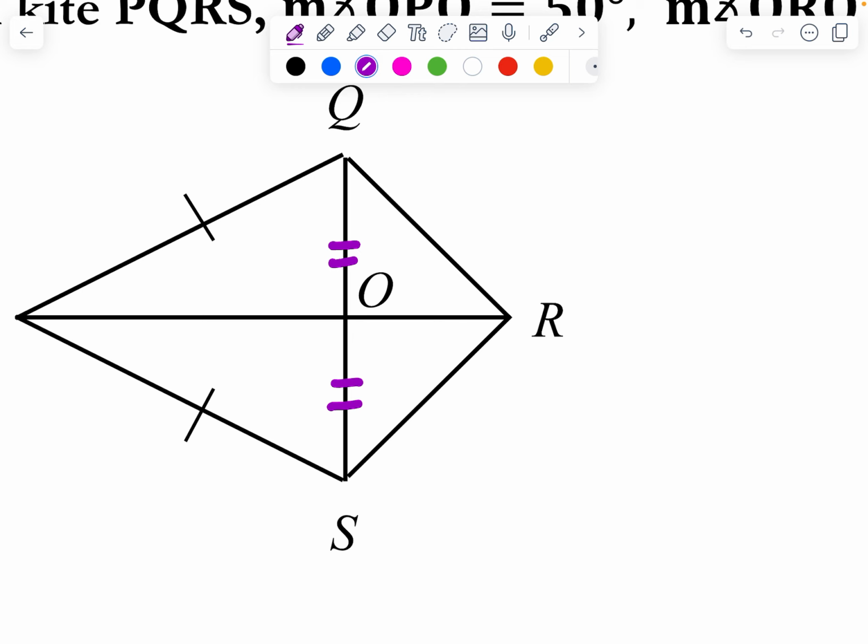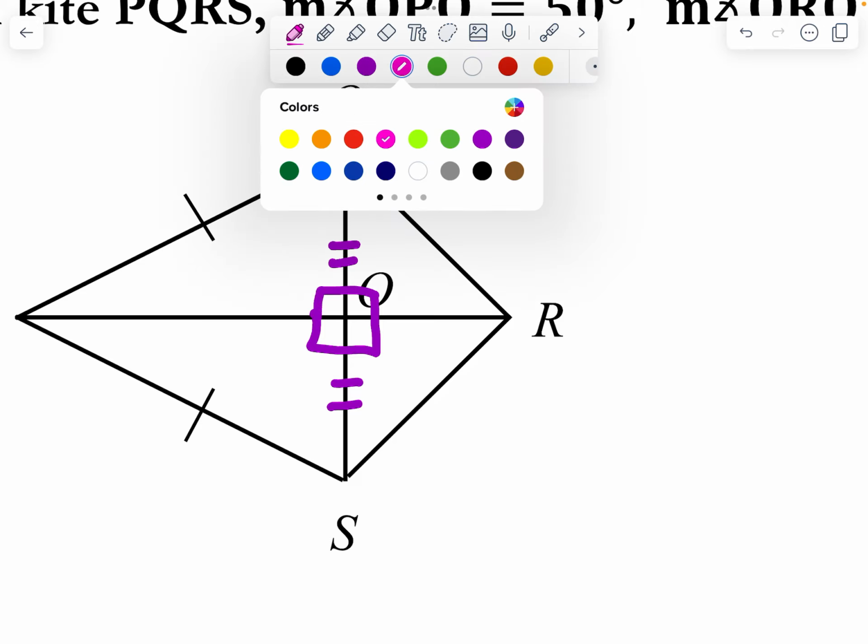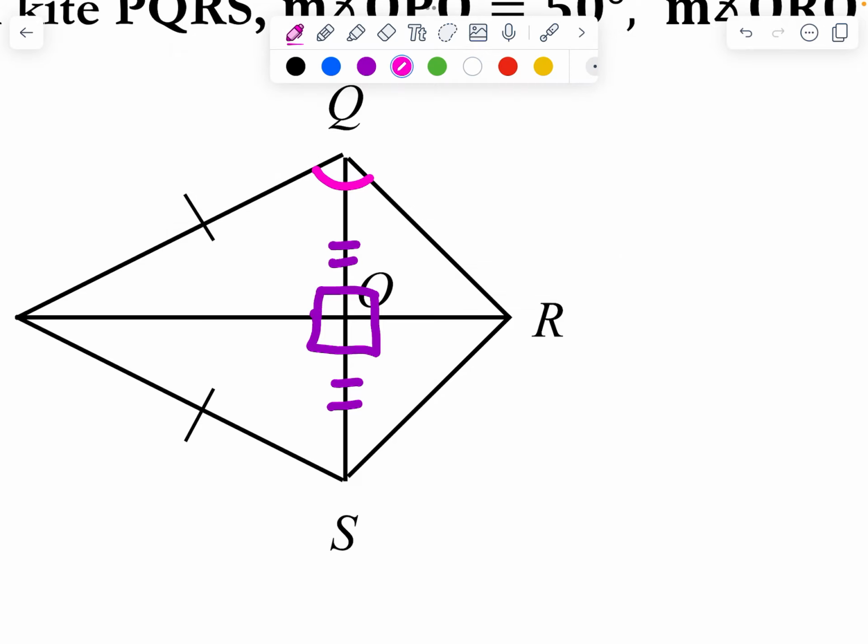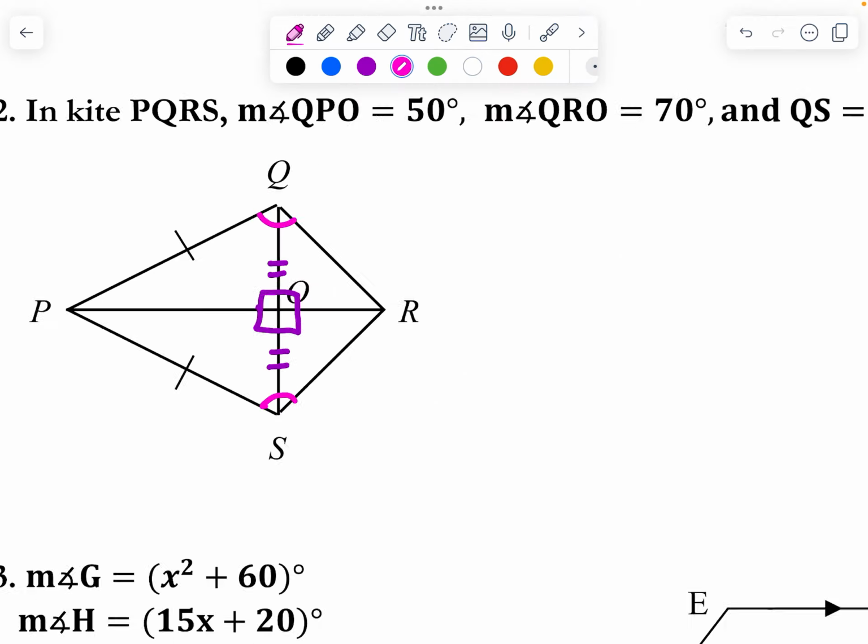Remember that these two little sides here are going to be congruent, and also remember that the entire inside here, the intersection of those diagonals, those are all at a 90-degree angle. So knowing that, I think most of you will be able to finish this up. Oh, and one last thing. Remember that these angles are going to be congruent.